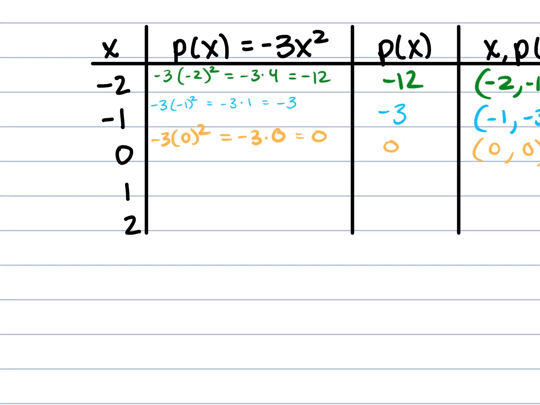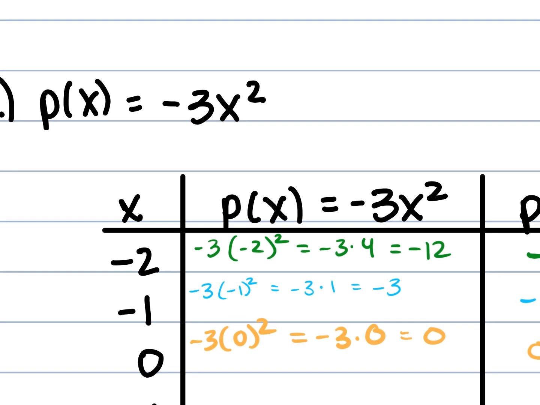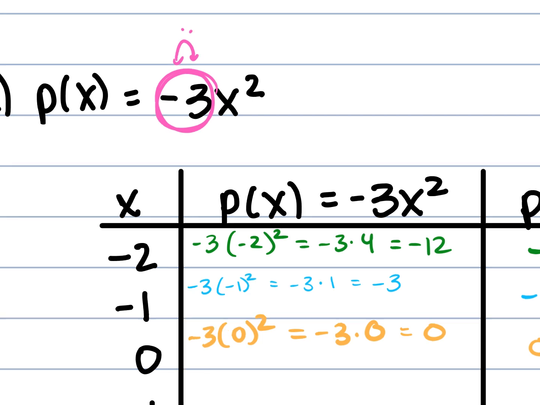Before we continue and plug in 1 and 2, just looking at our graph, if our coefficient's negative 3, do we know which direction our graph's going to open? Will it open up or open down? Down. It's negative, so it's going to be a sad face. So we already know that our graph's going to open down, so just keep that in mind when you're plotting the points. That way you know if you're plotting the points correctly or not.